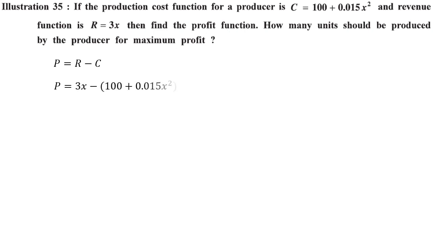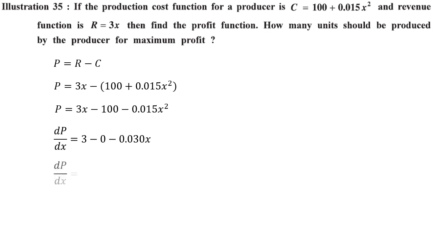That means we have to subtract both the functions here. That is profit will be 3x minus cost function, that is 100 plus 0.015 x square. When I remove the brackets, it becomes negative. So 3x minus 100 minus 0.015 x square. Now I have to do all the work with this particular equation here. So I will calculate dP upon dx, where 3x becomes 3, 100 becomes 0, and for 0.015 x square, 2 comes into the multiplication, so 0.030 x. Simplifying it becomes 3 minus 0.03 x.